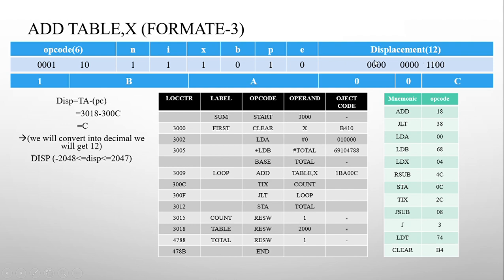Writing the displacement, which is 12 bits, in the form of binary values, that is 00C. Now the object code for this ADD TABLE,X is given as 1BA00C.